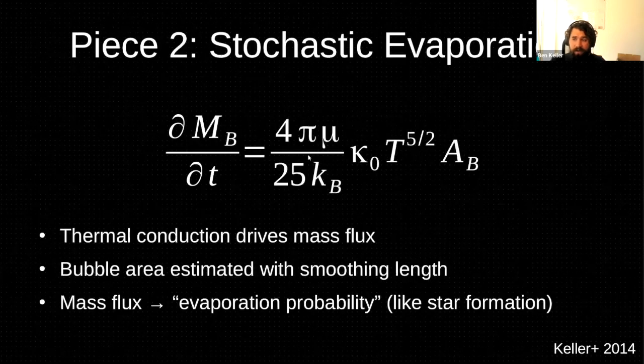But to actually model that evaporation, we don't have the resolution to capture the interface, that thin feedback front where that evaporation occurs. So what we need to do is analytically calculate the amount of mass that should be evaporated through thermal conduction, and then turn that mass flux into a probability to convert a single discrete particle from cold to hot. We do this in exactly the same way that we turn a mass flux for star formation, the star formation rate, into a probability of forming a discrete star particle.